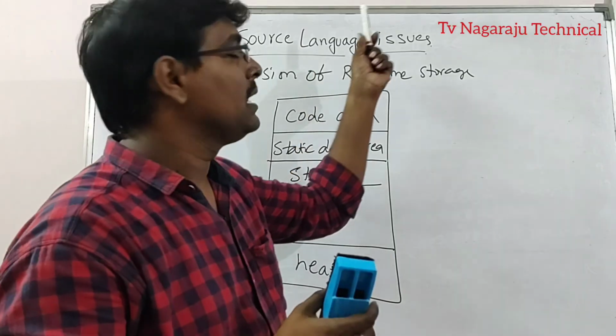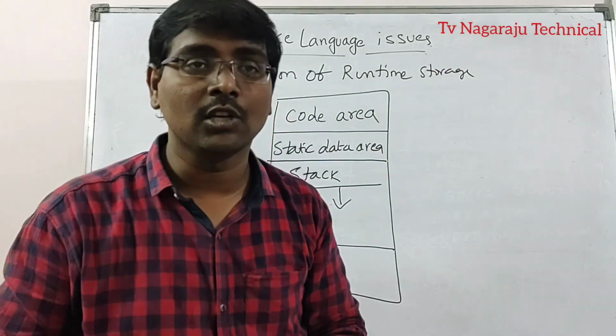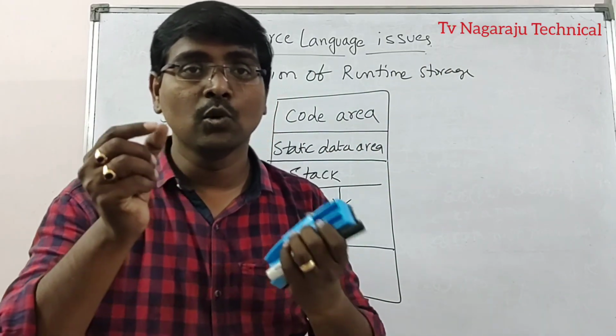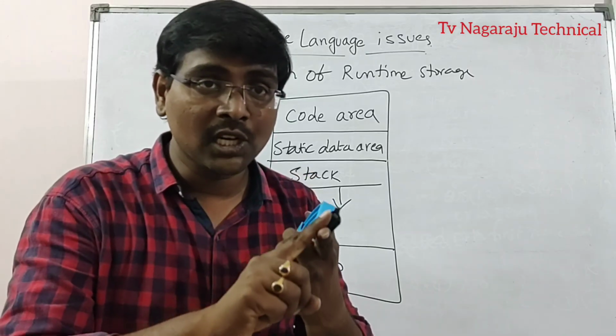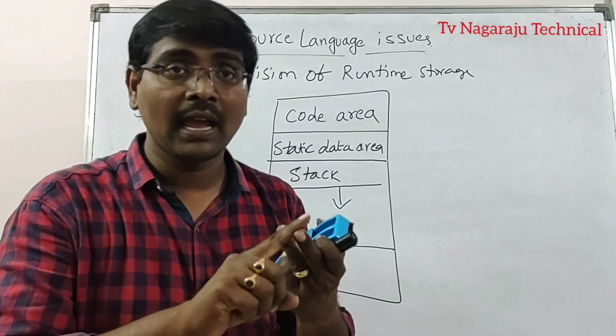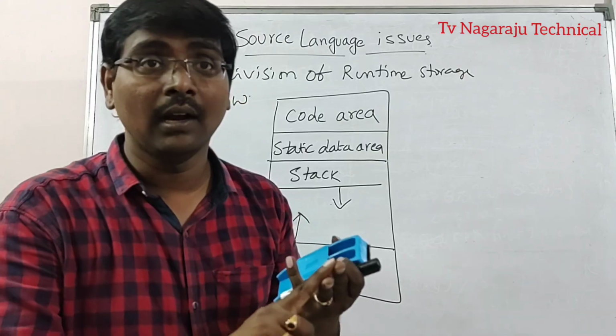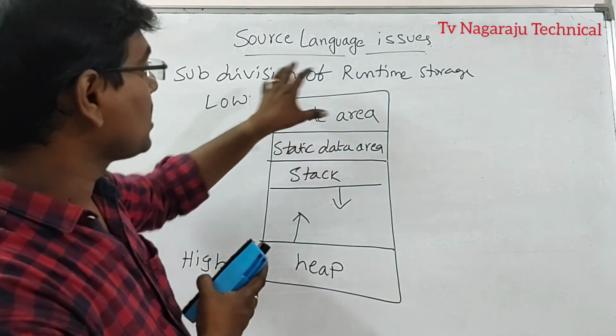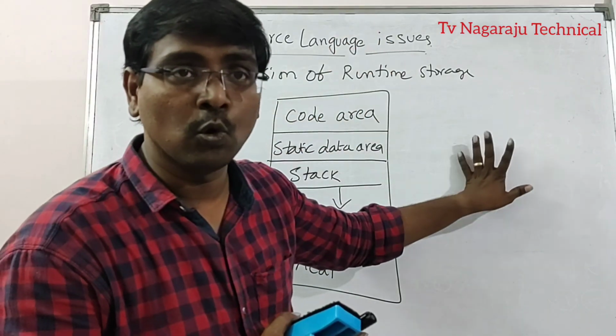Now finally, this is the source language issue. What does the source language issue cover? Activation tree, control stack, activation record, and then subdivision of runtime storage.